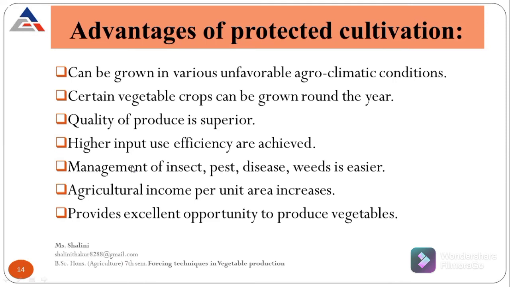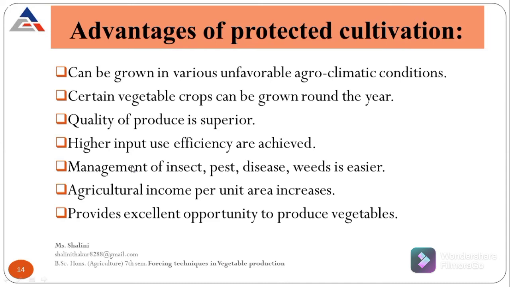Next, the management of insect pests, diseases, and weeds is quite easier if they attack our protected cultivation system. How? Because we are not doing it on a large scale. It is on a very small scale, 1 acre also, some square meters. So the controlling of these insect pests and diseases is quite easier than for a normal crop grown commercially on a large scale without any protected structure.